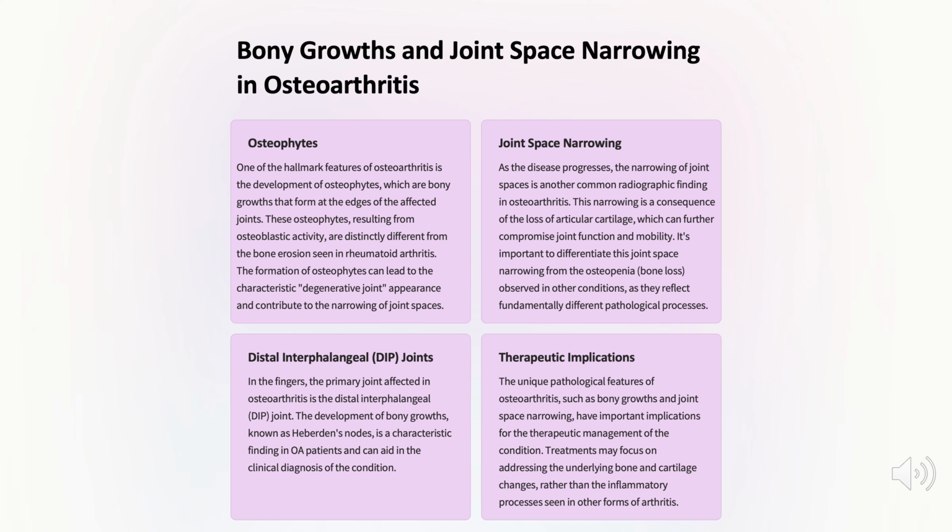These unique pathological features of OA, including bony growths and joint space narrowing, have significant implications for therapeutic management. Treatments often target addressing underlying bone and cartilage changes rather than the inflammatory processes seen in other forms of arthritis, highlighting the importance of tailored approaches in OA management. Understanding these distinct features is essential for accurate diagnosis and effective management of patients with osteoarthritis.